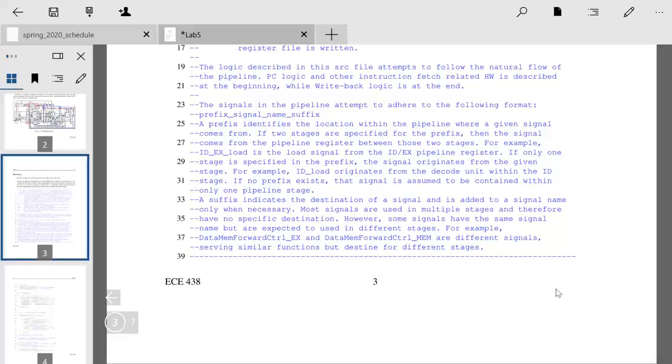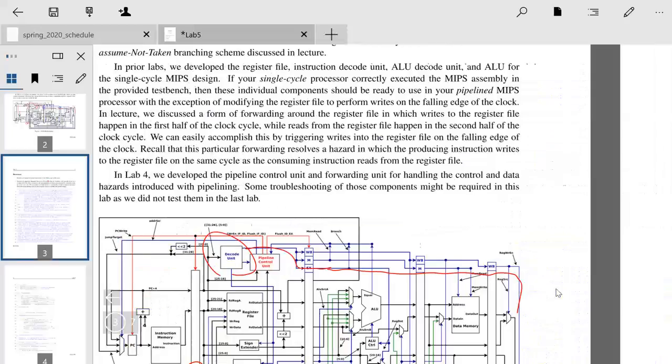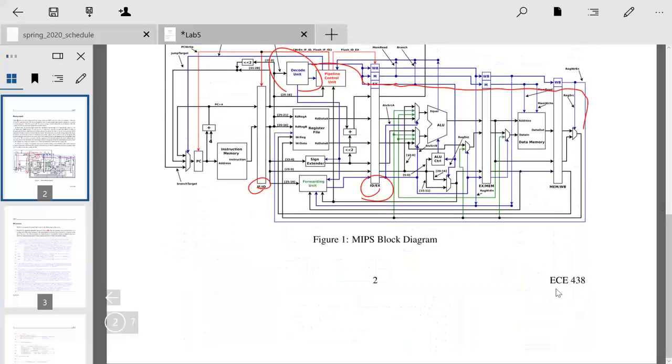If we have the signal with a prefix of IDEX, that means that signal is the load signal coming from the IDEX register, which, if you remember, the convention for naming our pipeline registers is we name them after the stages that they're between. So the IDEX pipeline register separates the instruction decode stage from the execute stage. Let's locate where that would be in our diagram here. So the IDEX is here.